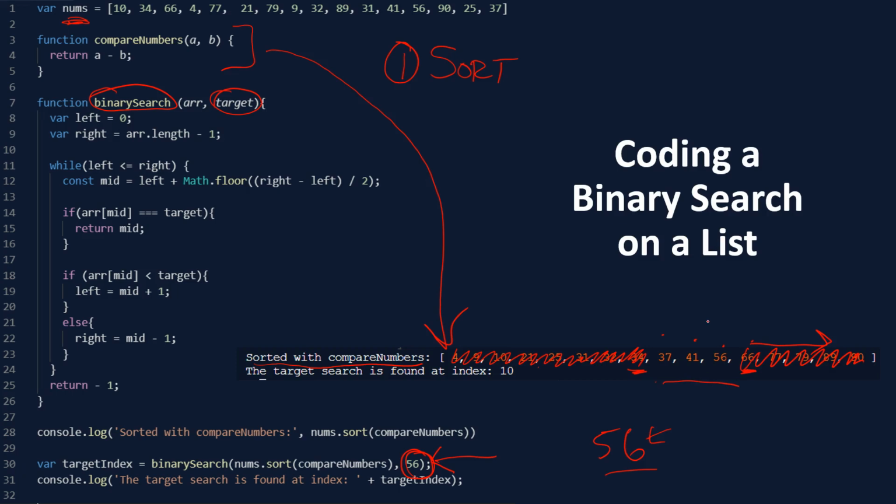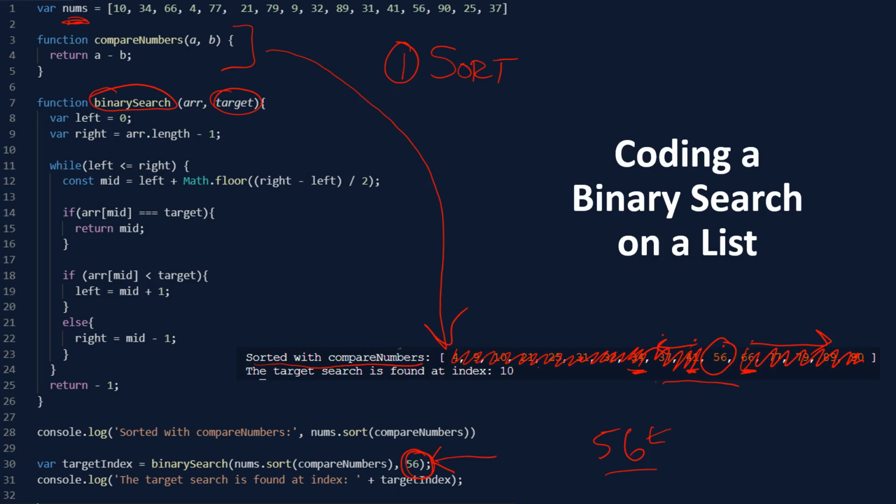The middle is 41. Well, is 41 less than or greater than 56? So it's less than. So because it's less than, it can't be anything that way. So then I can eliminate all of that. And boom, there's 56. That's how a binary search works.